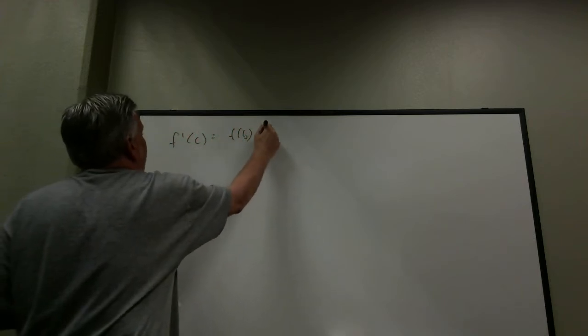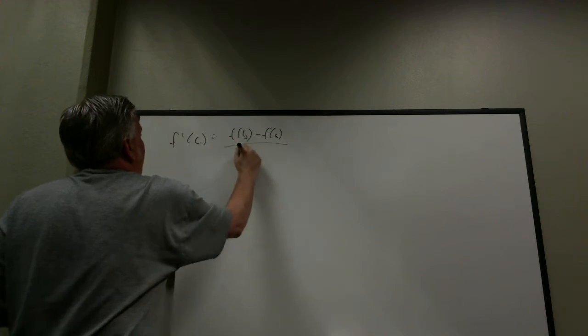The mean value theorem says, suppose f is continuous on the closed interval [a, b], and the function is differentiable on the open interval (a, b). Okay, so only two conditions there: continuity on the closed interval, differentiability on the open interval. Then there exists a number c in the open interval (a, b) such that f prime of c is f of b minus f of a over b minus a.